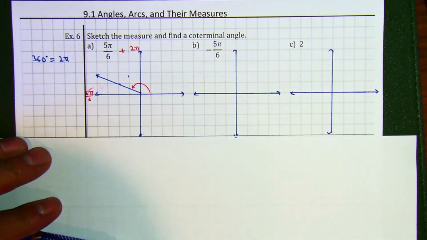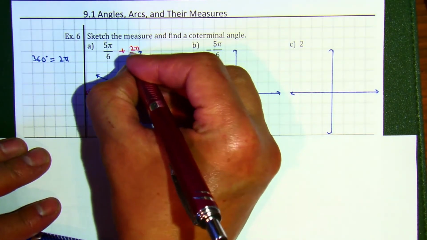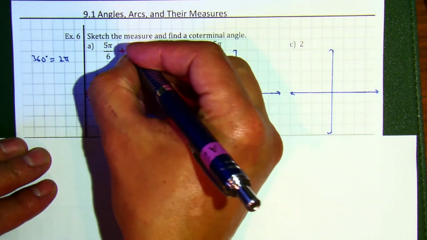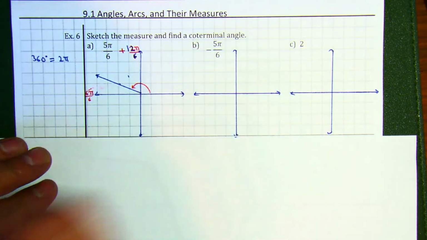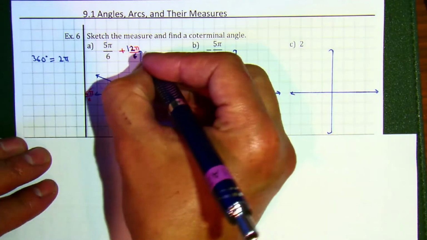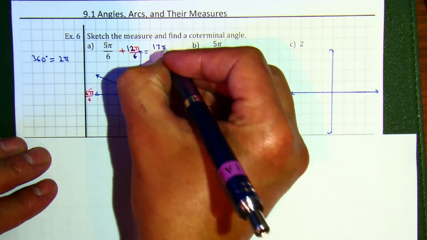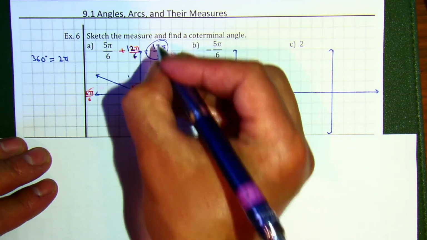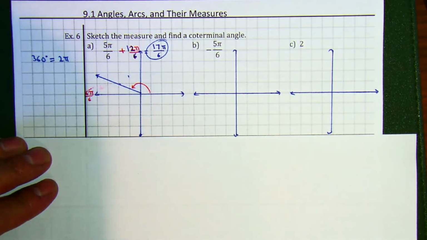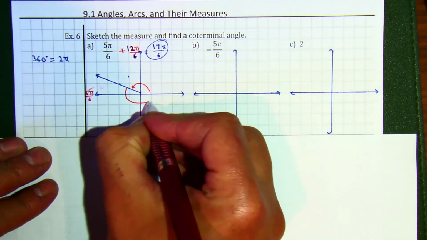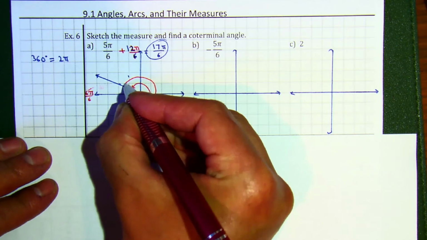And in order to add them, I need to make it a fraction over 1. I need to have the same denominator, so therefore, multiply by 6 gives me 12 over 6. So therefore, 17 pi over 6 will be a coterminal angle. That means that I went all the way around and landed on exactly the same location.